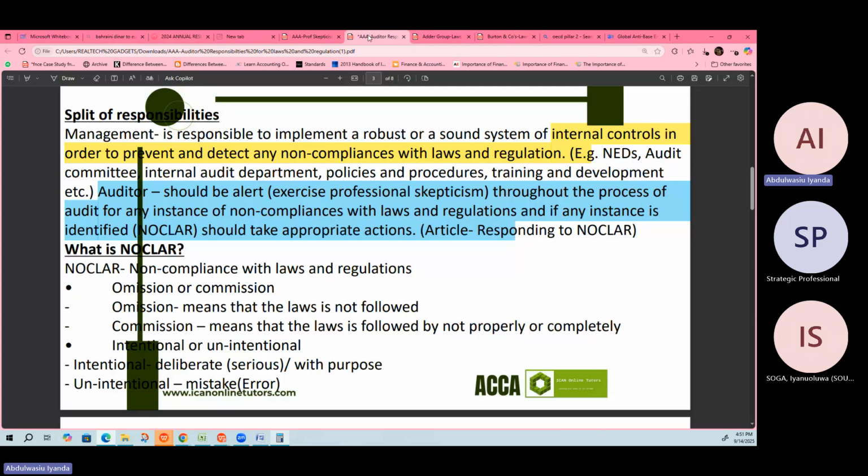Some of these NOCLAR cases can be intentional and they can also be unintentional. Intentional is when you deliberately omit it, or you deliberately falsify that record. That is intentional. Then unintentional, which sometimes we also call a mistake, or sometimes an error, may be due to oversight. For example, we're supposed to file our return as of today, but something happened, or maybe someone forgot.